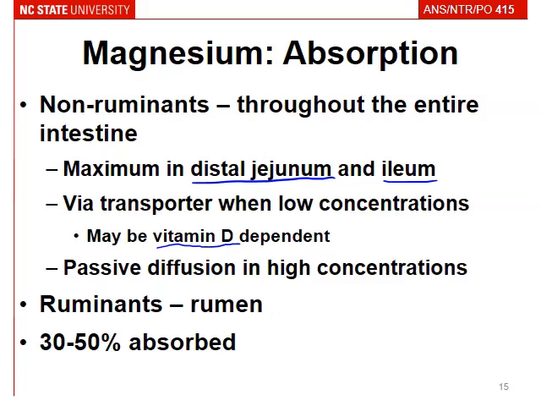So if you have inadequate vitamin D, you're not going to be able to absorb as much magnesium. So it's possible that vitamin D may be controlling magnesium absorption, similar to how it controls calcium and phosphorus absorption. So when we have really high levels, it's going to passively diffuse. Ruminants are able to absorb it from the rumen, and you can see here that it's not very available. So we're not very efficient at absorbing magnesium, so only about 30 to 50% of it can be absorbed.